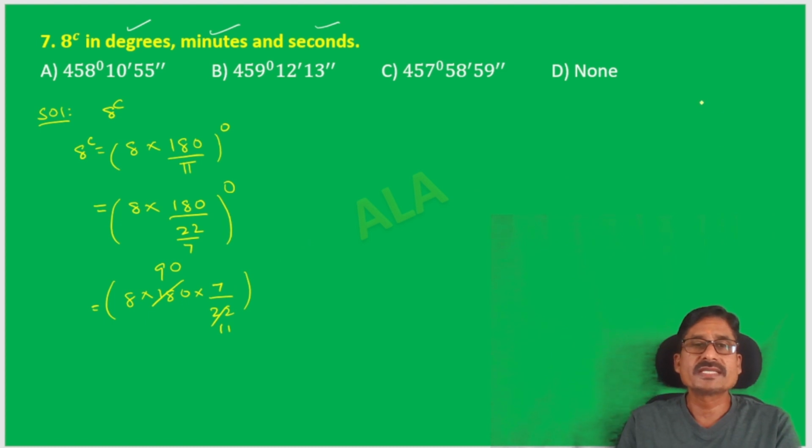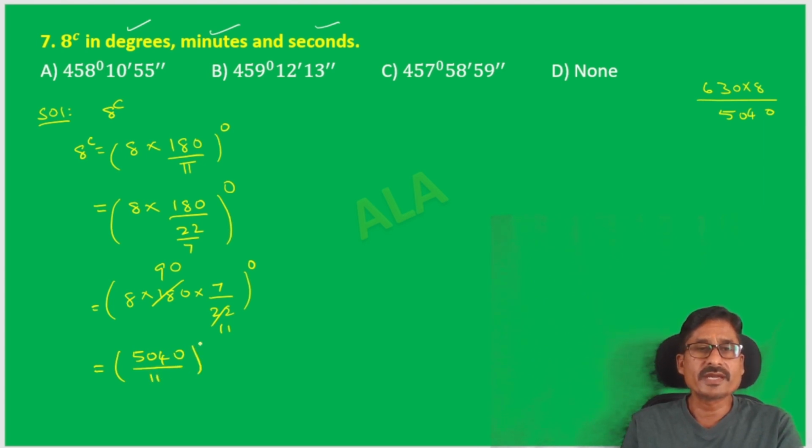What is that? 630. 630 multiplied by 8. What do you get? 0, 24 and 40. 8 plus 2, 50. 5040. That degrees, how much we got it? Numerator is 5040 by 11 degrees. Now here we follow what, that division process.